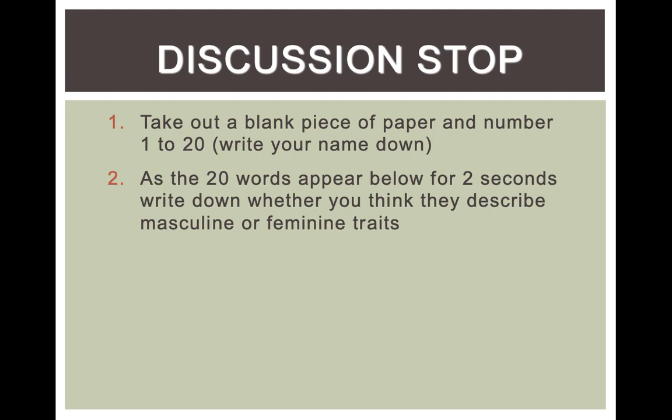Now, you're going to see about 20 words appear, one at a time, and they're only going to be on screen for about 2 seconds. Your job is to write down whether you think they describe a masculine or a feminine trait. So they're going to move by very quickly. And I'm going to be calling out what these terms are, so you won't have to look at it if you don't want to. You can look down at your paper and write down.